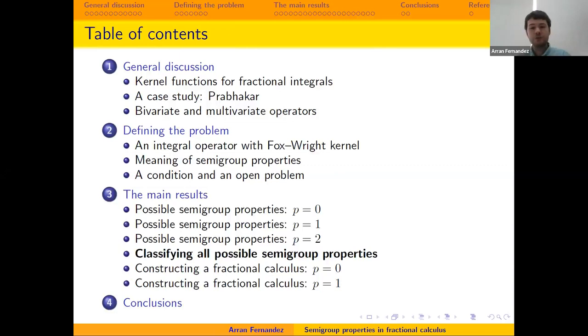So that's one reason why I was interested to give this talk here in front of experts from around the world. Maybe somebody can have some idea of how to handle this open problem. Then the main results: there is a parameter p, so we're going to go through the easy cases first, p equals 0, p equals 1, p equals 2. The main result is to classify all possible semigroup properties for this operator, and then, as applications, to construct a complete model of fractional calculus in the cases that have semigroup properties.